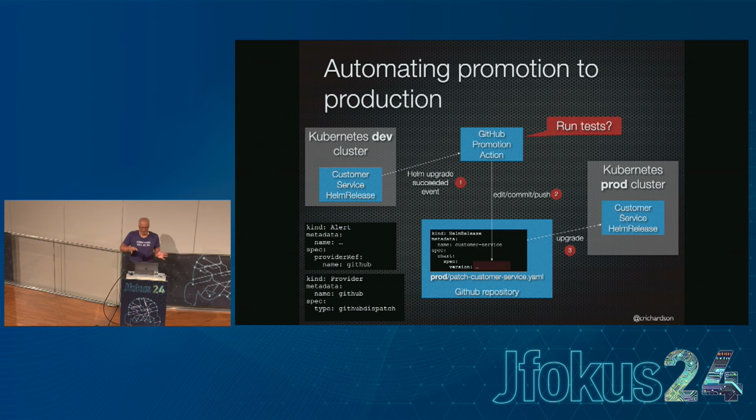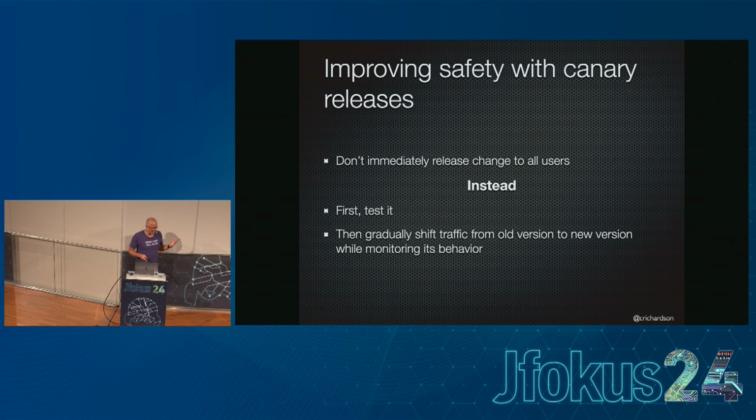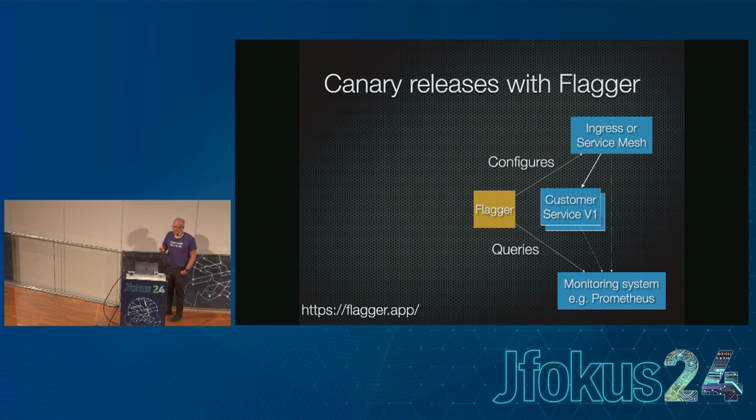Okay, so now we've sort of initiated the deployment into the production environment. The very last thing I want to mention super briefly is to actually increase safety and to prevent you from breaking production. You can actually use canary deployments, where you can deploy the new version into production, but don't route production traffic to it, test it, and then gradually shift traffic from the old version to the new version while monitoring its behavior. So there's another Flux CD tool called Flagger that actually does this.